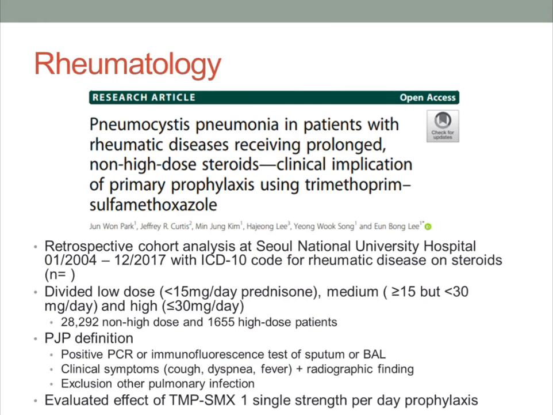You can tell most of these patients were not high dose. We still had, though, 1,655 that were on over 30 milligrams per day of prednisone equivalent. They had a pretty strict definition for pneumocystis infection as well. So you had to have not only your microbiologic test positive with PCR or stain, you had to have some sort of clinical symptom and a radiographic finding, and you had to exclude other pulmonary infections. Their prophylaxis regimen there was a little bit different. I think it was one single strength tablet per day, which I think we here use mainly as an alternative regimen, but it is an acceptable regimen for prophylaxis.